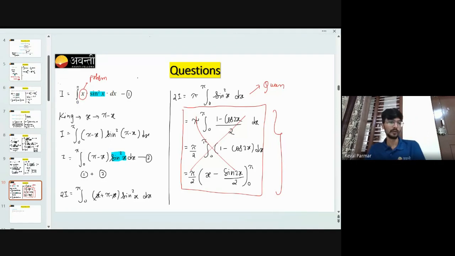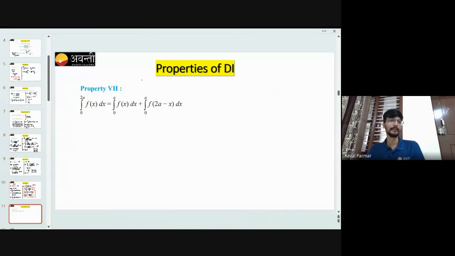So let's move on to the next property, which is the queen. Now, queen basically helps us to half the limit. Like here, as you can see, the limit is 2a. After using the property, it becomes a. That means the limit gets halved. So basically, this property is known as queen. How to use this? This is a property, but let me show you how to use it.